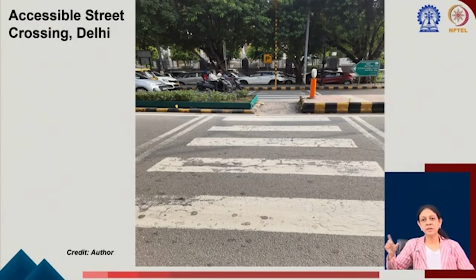So interventions need not be very elaborately designed and planned, but a little bit of sensitivity can help people who are more vulnerable than able-bodied people. This is a very small intervention, but a very useful one. Think about the height of this car, which is difficult for an elderly person. So they can just wait here and then pass.